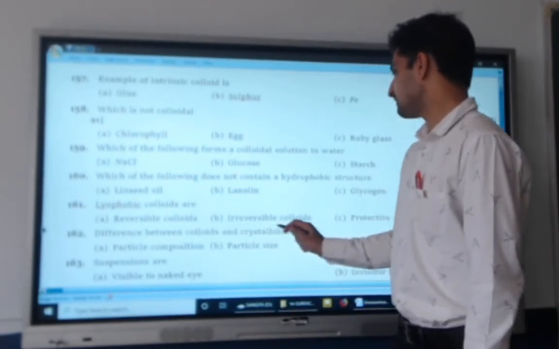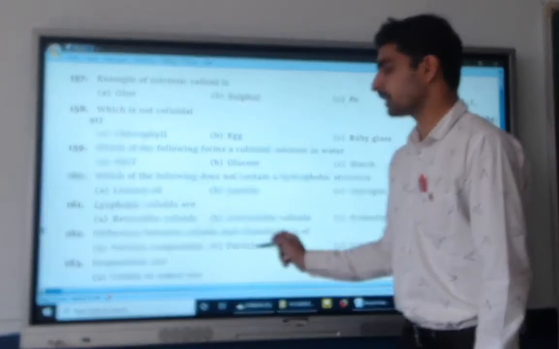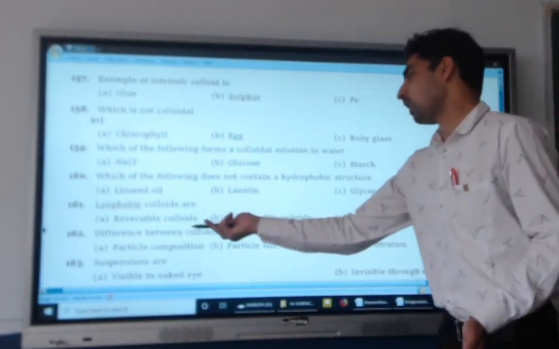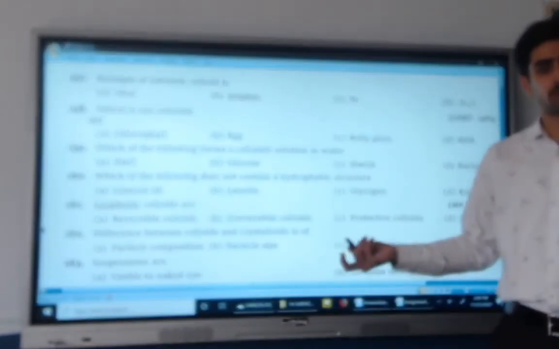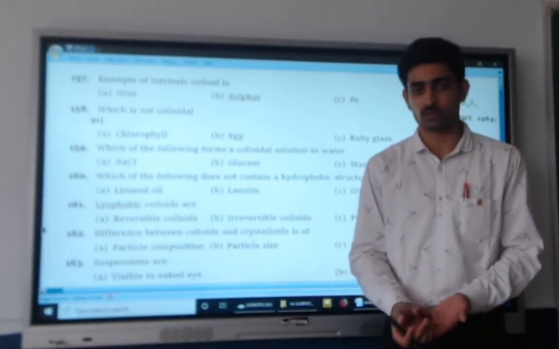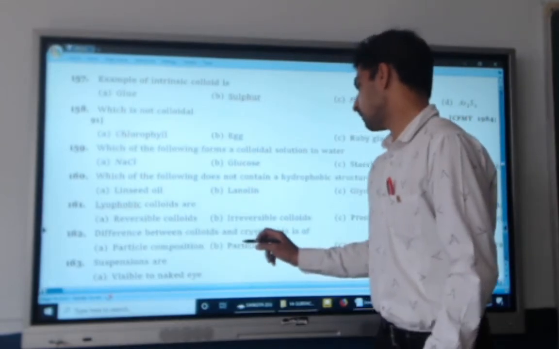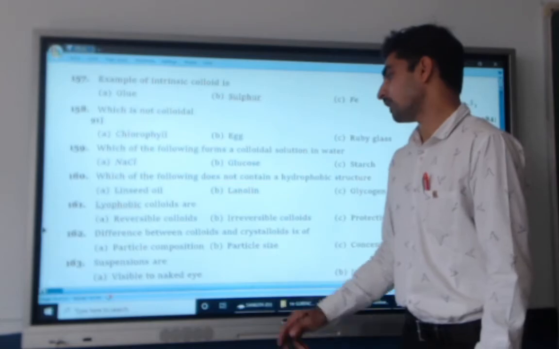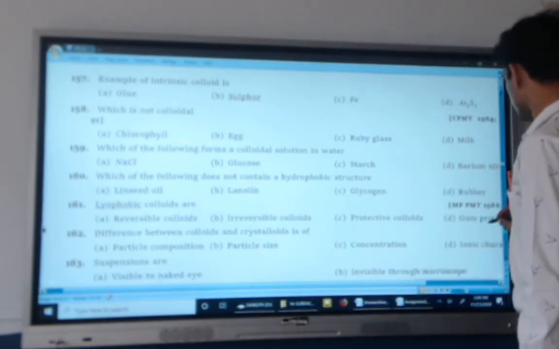Difference between colloids and crystalloids is particle size. So no need to read the options. So how are you going to differentiate colloids and crystalloids? Based on the particle size only, by using microscope. So that's why particle composition, particle size, concentration, ion character. So I am going with particle size. Next.